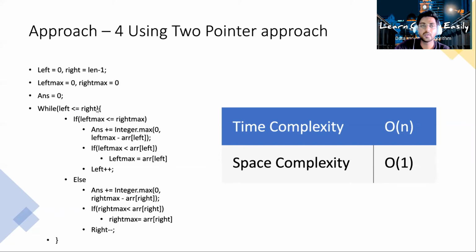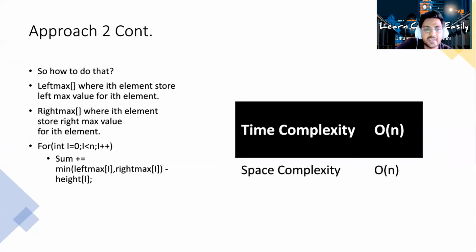Now we will just run a loop while left is less than or equal to right. Instead of calculating the left max and right max every time, we will run the loop based on this particular condition: if left maximum is less than or equal to right maximum, what does it mean? Did you see one thing? Here we were just taking the minimum of these two, right? So minimum of left and right, then we were subtracting height.